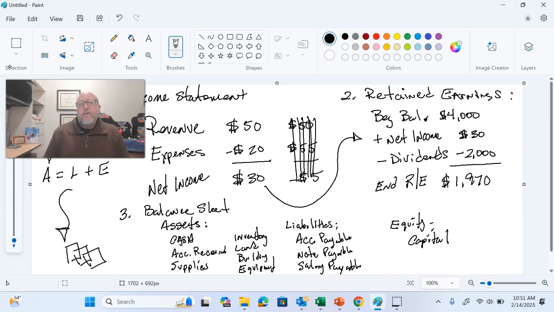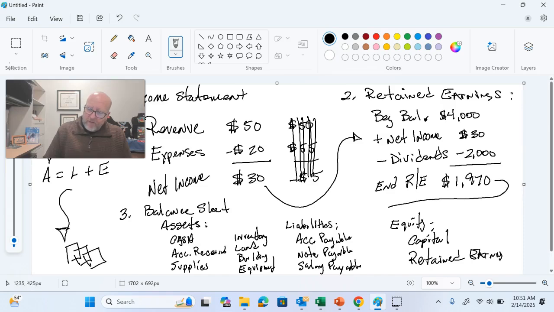All right. The second category of equity is what we refer to as retained earnings. So retained earnings, we just calculated in the second financial statement, and it is a component of the balance sheet.